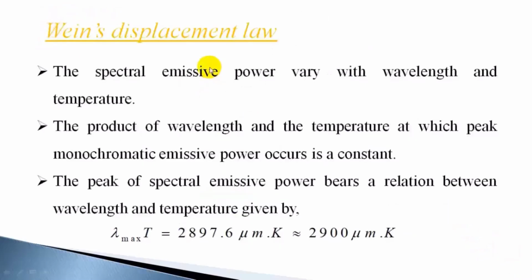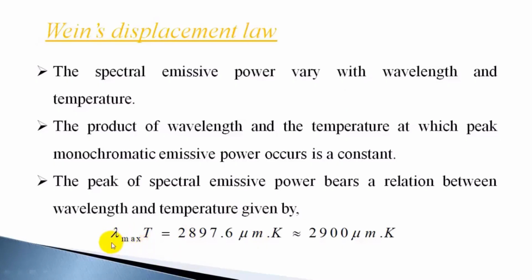Now let us see what Wien's displacement law is. Wien's displacement law is nothing but the observation we have made from the previous graph. At different temperatures, we have seen how the monochromatic emissive power is varying. At higher temperatures, the peak occurs at a lower wavelength, and at lower temperatures, the peak is in the higher wavelength region. So he observed this special feature of the graph, and he got a relationship between lambda and T at which the maximum monochromatic emissive power occurs.